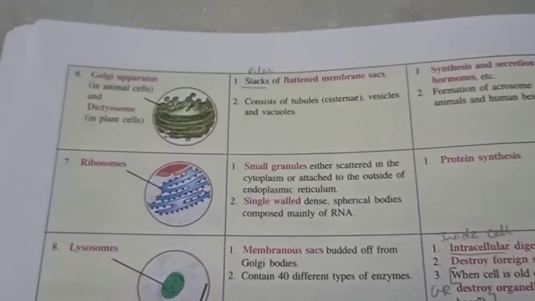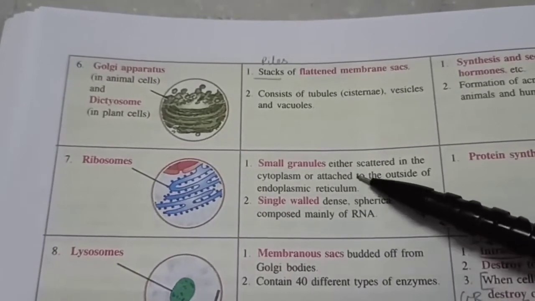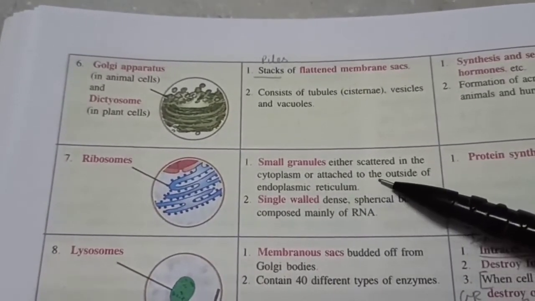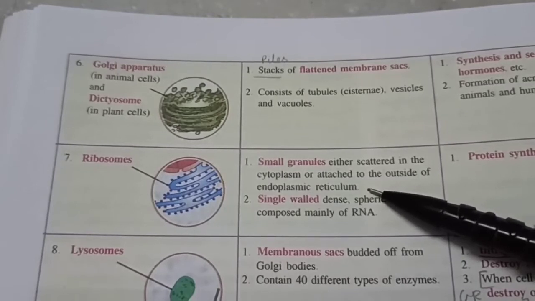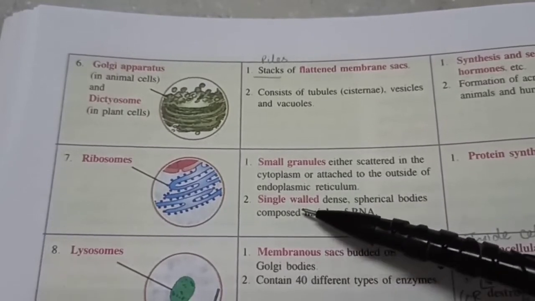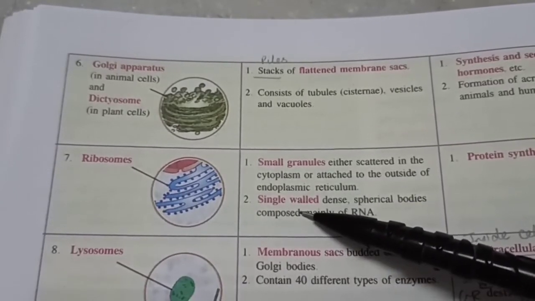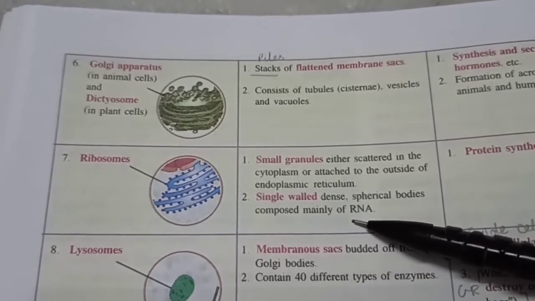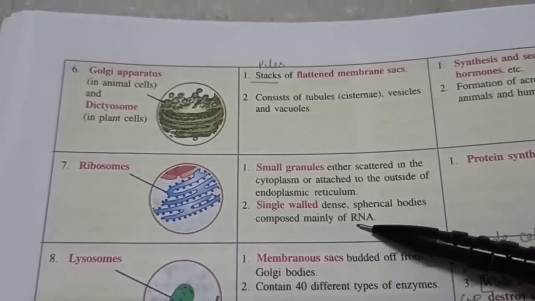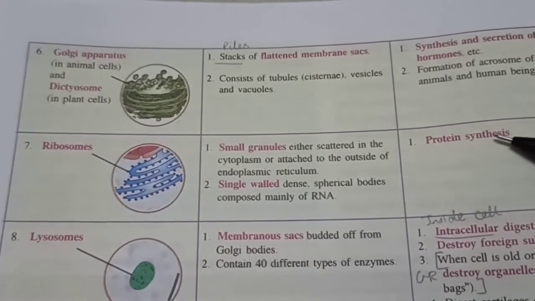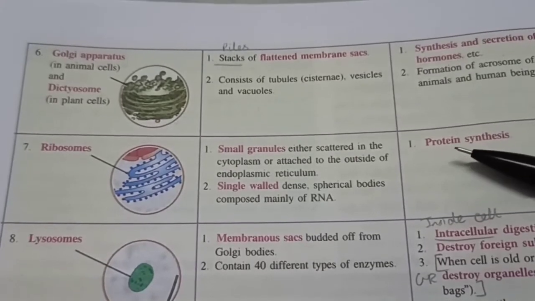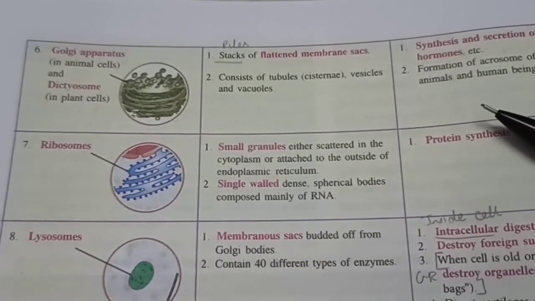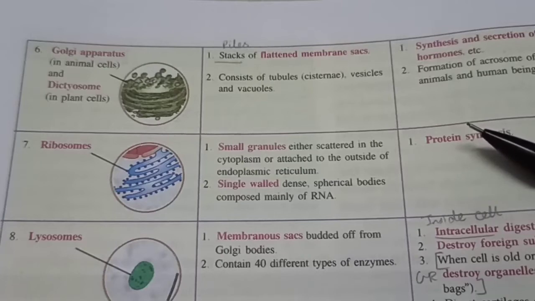The next organelle is ribosomes. They are small granules either scattered in the cytoplasm or attached to the ER, making it look rough. Now, they are single-walled, unlike the other organelles like mitochondria, which are double-walled. They are quite dense, spherical bodies, and they are made up of RNA, ribonucleic acid. Its function is protein synthesis. But to synthesize proteins, it needs a recipe. Well, that recipe is mentioned in the DNA.